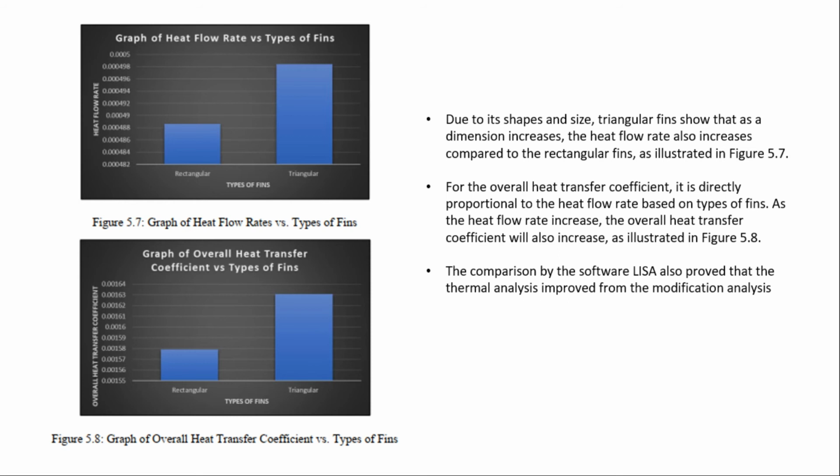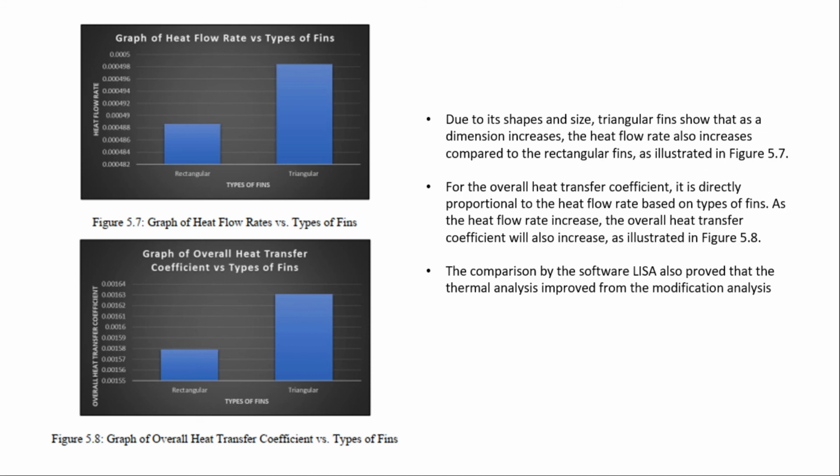The first point is, due to its shape and size, triangular fins show that as the dimension increases, the heat flow rate also increases compared to the rectangular fins, as illustrated in Figure 5.7. Figure 5.8 is the graph of overall heat transfer coefficient versus type of fins. It is directly proportional to the heat flow rate based on type of fins. As the heat flow rate increases, the overall heat transfer coefficient will also increase.